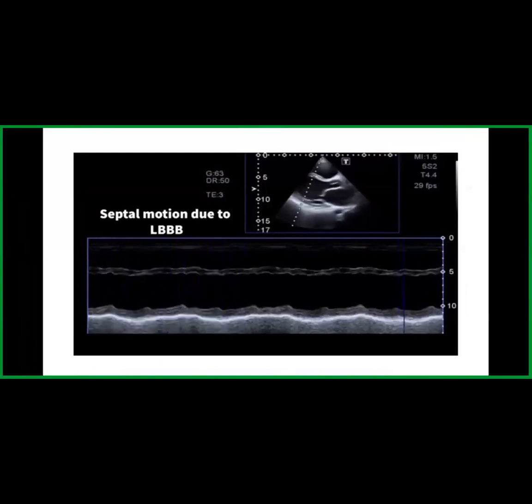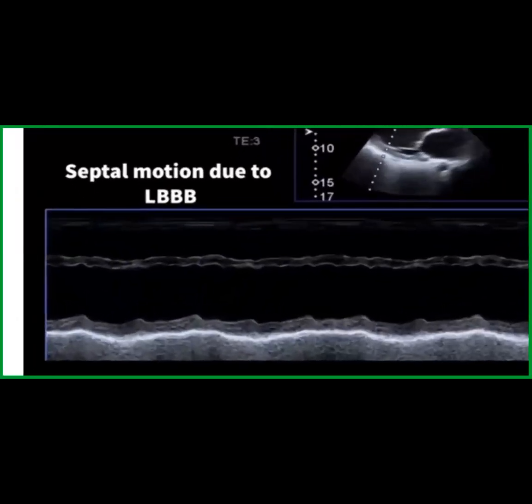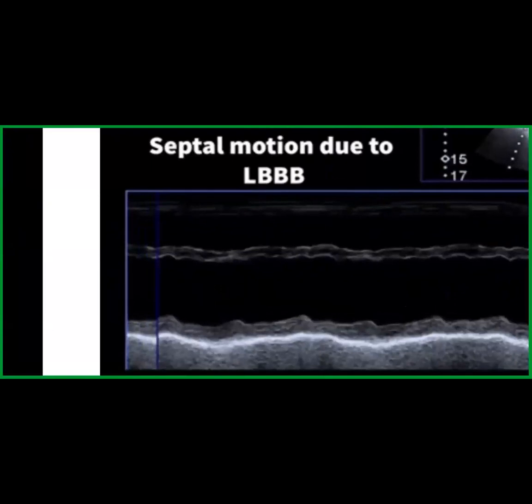So here we are able to see two things basically to diagnose left bundle branch block, or for the differential diagnosis of a left bundle branch block in a patient. We are able to see that there is limited motion of the IVS. This image obviously is slowed down just to show us for sure what is going on. But we are also able to notice our beaking in here.